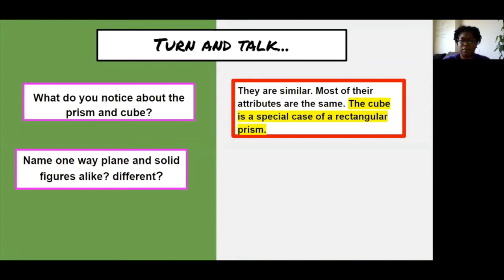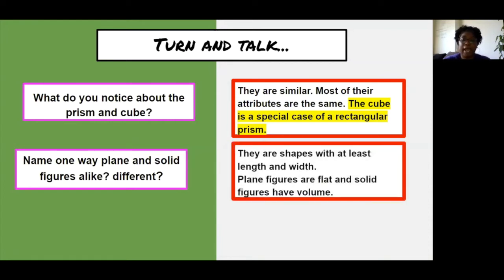Turn and talk. Again, if you need some time to think through it and to have the discussion, press pause. And when you're ready, press play so that we can discuss it together. They are shapes with at least length and width. That's how they are alike. Okay, your plane and your solid. We know that they at least have length and width. Okay, that's how they are alike. So now, how are they different?